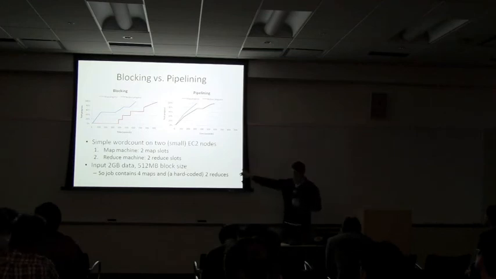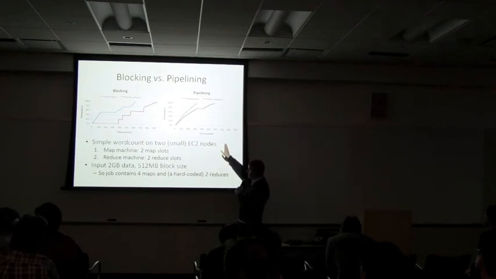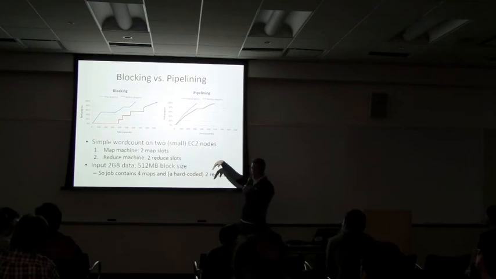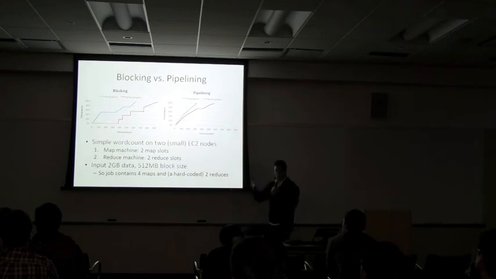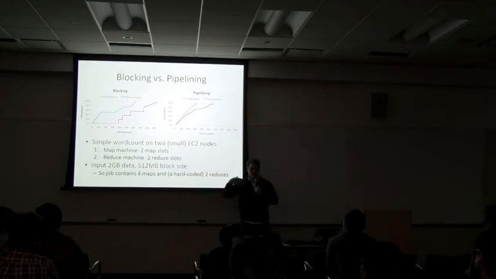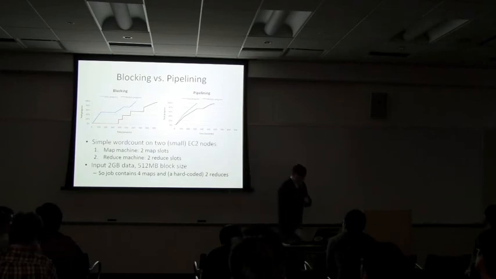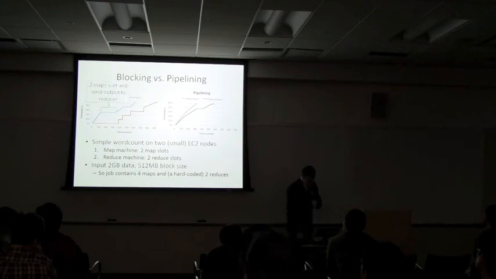Now the plots here: on the left I'm showing the blocking plot, on the right I'm showing pipelining. The y-axis is the progress of the job, and the x-axis is the time, how long it takes. The progress is that little percentage indicator that you would see on the Hadoop interface. I'm just plotting that out over time. So let's take a look at a few points.